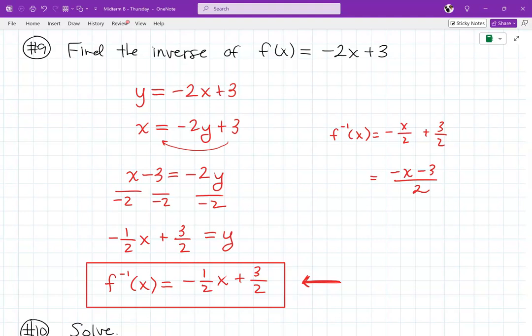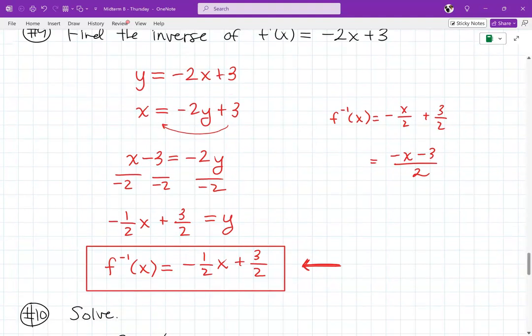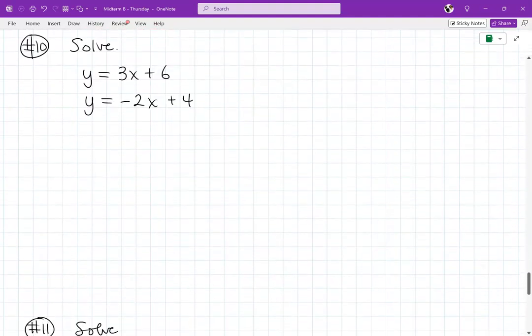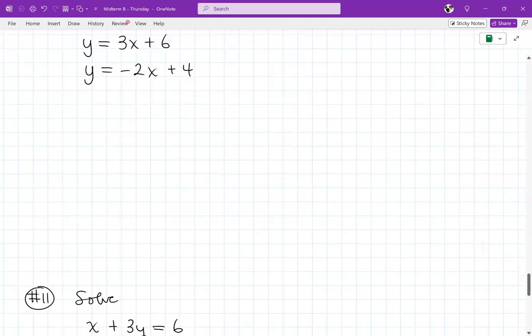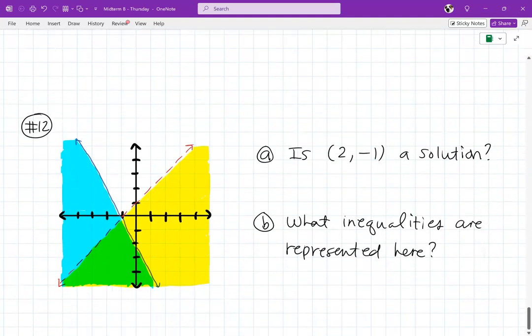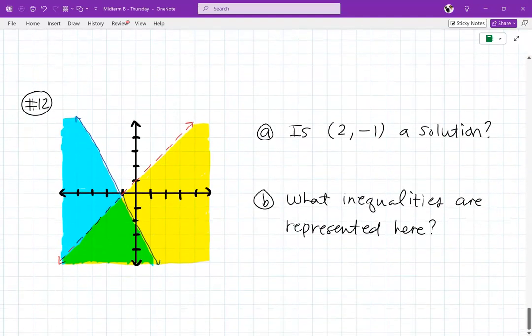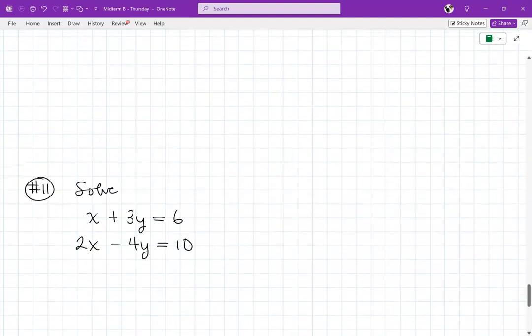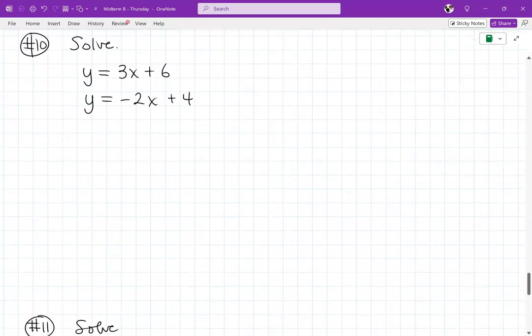Any questions up to 9? All right. So we're approaching 24. This says solve, solve, and then this last one is, all right. So we're going to do this kind of quick, okay? We're going to do these by substitution. And you can choose however you want to. It's up to you, okay?